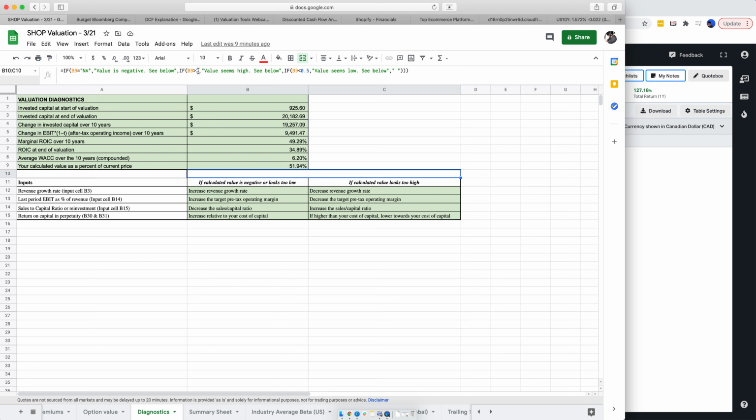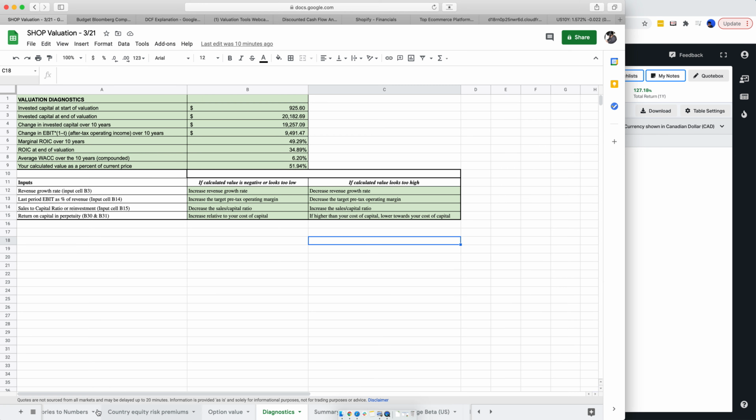One thing he calls out is, if your value as a percentage of your current price is, in this case, 50%, so I'm basically saying my valuation is half the actual price, it would tell you if your value looks potentially too high or too low, and it tells you different things you can do to tinker with the numbers and see if that makes more sense.